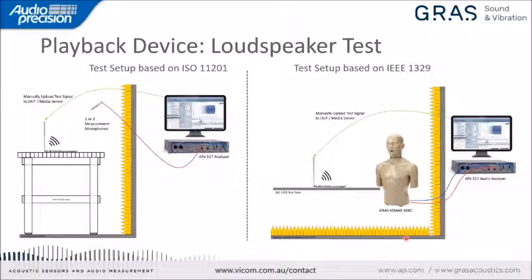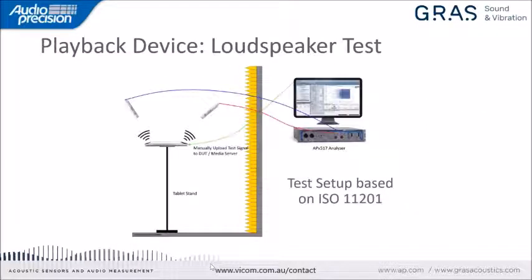On the test on the right, we can see a setup that is based on the IEEE 1329 standard. In this case, the laptop is placed on a test table. This is a different test table, an IEEE 1329 test table, and you can find the description of this test table in the standard. This standard also allows for the use of a HATS, like the GRAS skimmer, that is used as a binaural microphone in this case to capture the signal that is coming from the loudspeakers.